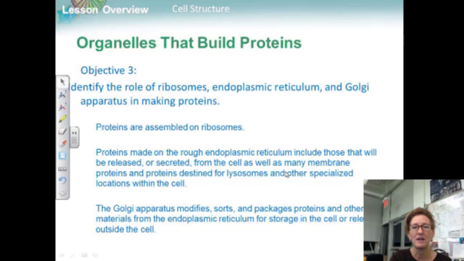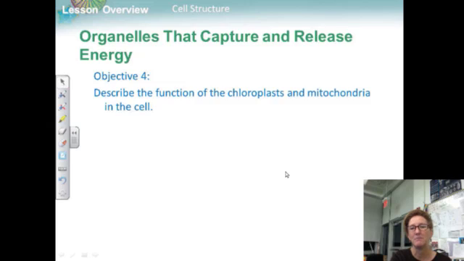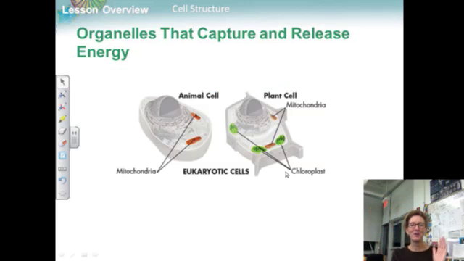Objective 4. Describe the function of chloroplasts and mitochondria in the cell. Okay, this is my favorite part actually. Organelles that capture and release energy. These are what they do, chloroplasts and mitochondria.